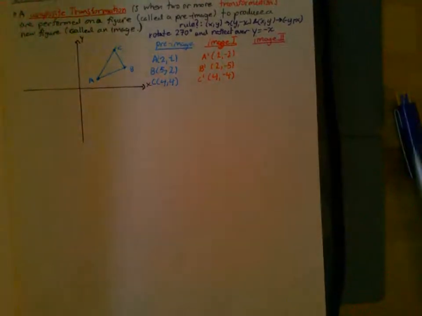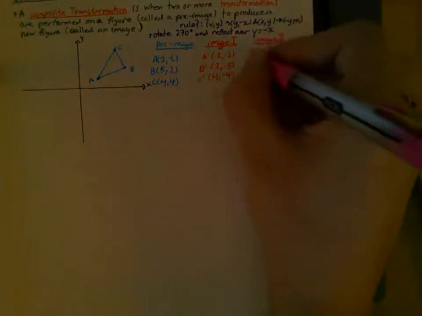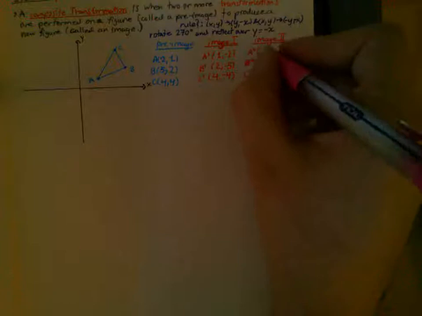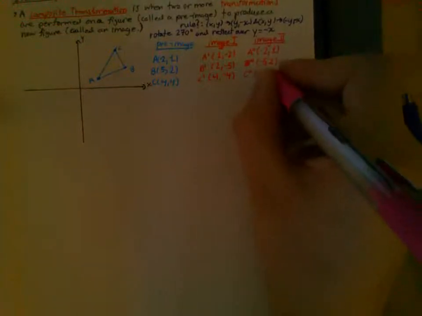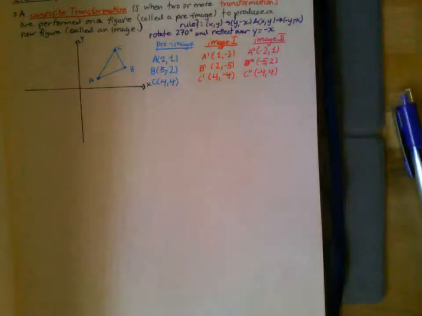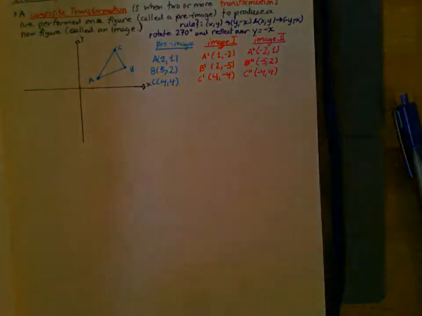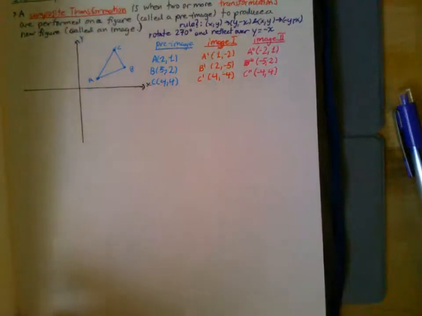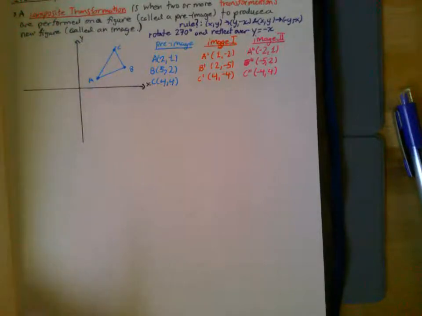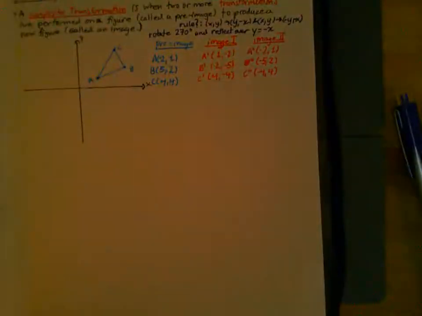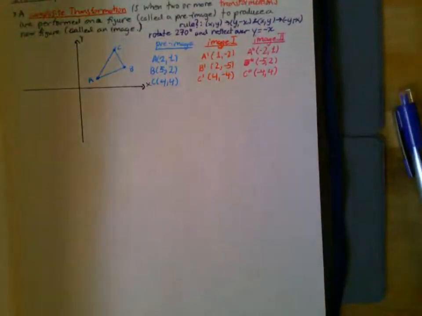For image 2, A double prime, B double prime, and C double prime. A is going to be (negative 2, negative 1)... A double prime is (negative 2, 1), B double prime is (negative 5, 2), and C double prime will be (negative 4, 4). Now, notice that the order here was that I did my rotation first and then my reflection, which is totally fine, all things considered. So if we do that, and we have our rule for 270 degrees being (y, negative x), everything checks out.